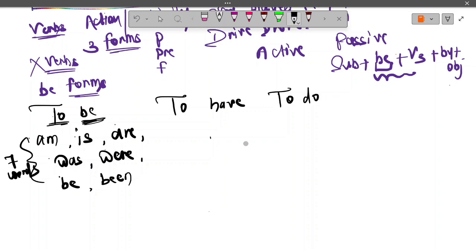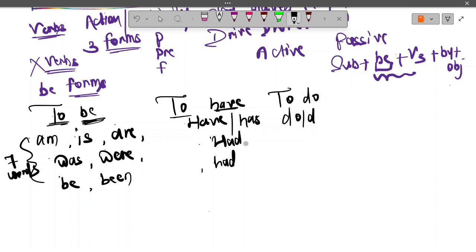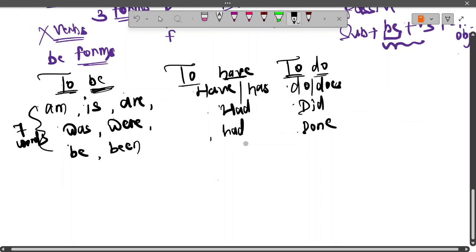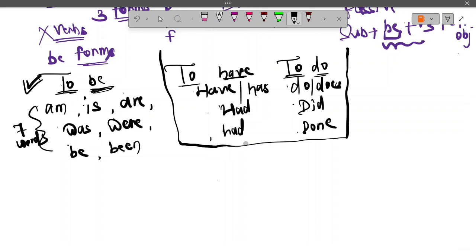Okay, what about the have forms? Have, has, had. These are known as the have forms of the verbs. And what are the do forms of the verbs? Do, does, did, done. These are known as the do forms of the verbs in the whole English language. Now forget about this, we'll see this later. We have to concentrate on the be forms of the verbs.